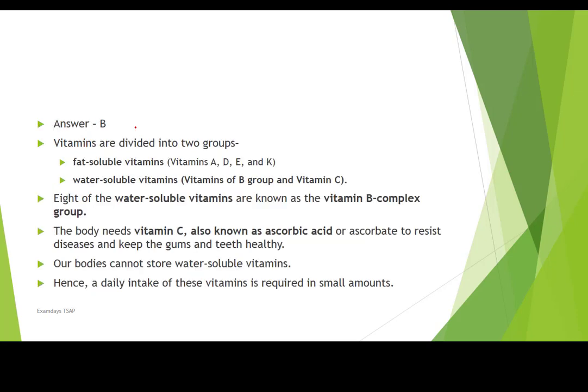Vitamins are divided into two groups: fat soluble and water soluble. Fat soluble are A, D, E, K, which we can simply remember. Except A, D, E, K, the remaining ones are the B group as well as the C group. How do you remember? In English alphabetical order, A, B, C, so B and C come under water. You have to understand it in this way.